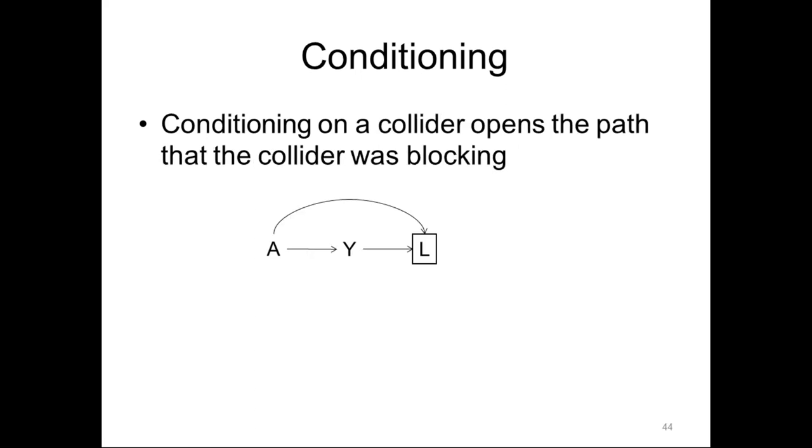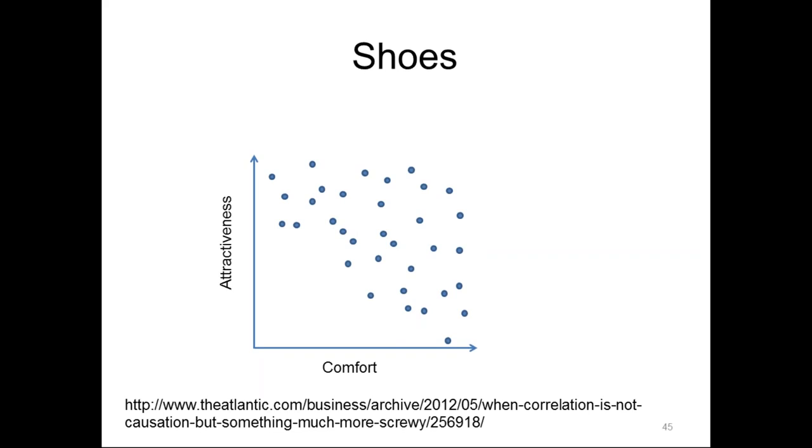However, if we adjust for a condition on a collider, now we're inducing bias, right? So if we're adjusting for something that's downstream of our exposure and our outcome, we have now caused bias. And that one is a little bit of a brain twister. So this is probably the best explanation I found of this. And this is the link.